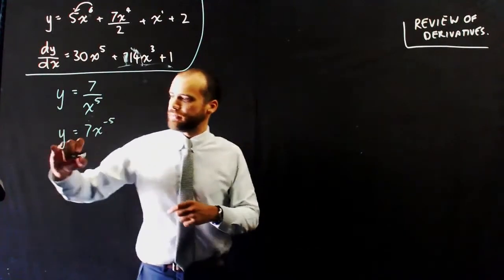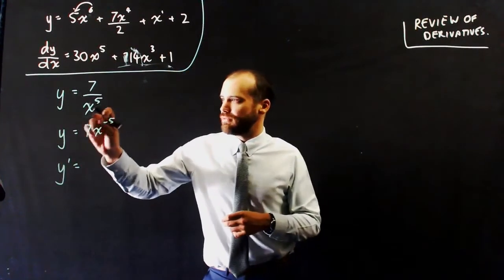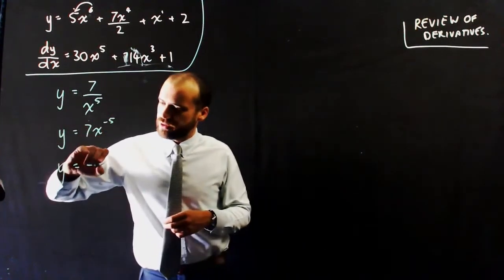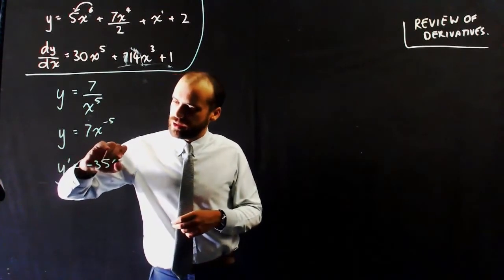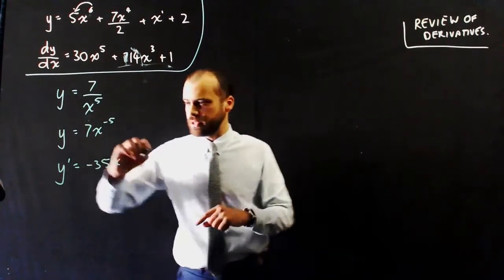Now the derivative of that, I'm going to use y dash this time. Negative 5 times 7 is negative 35. X to the power decreases by 1, so negative 5 becomes negative 6.